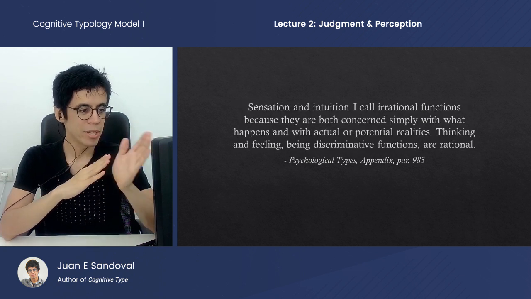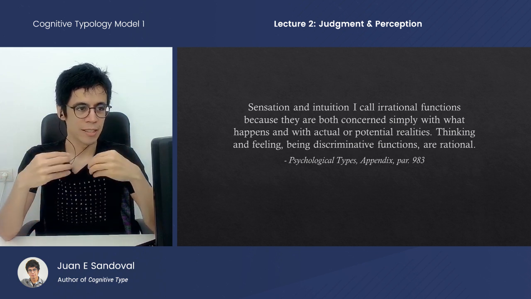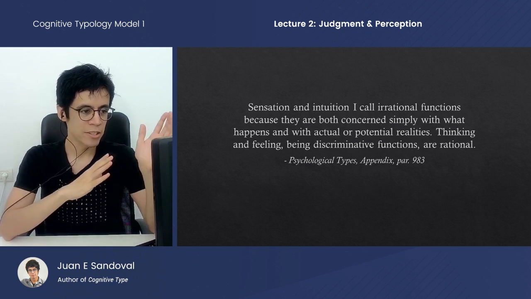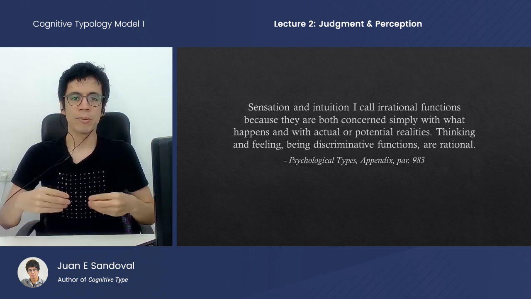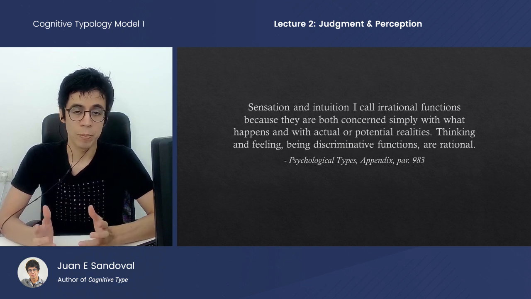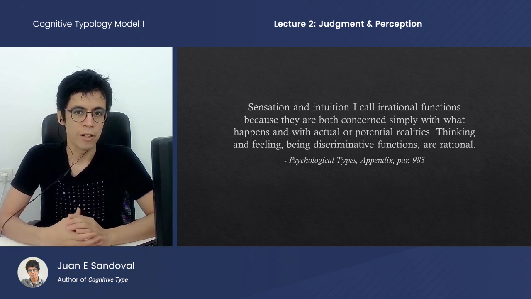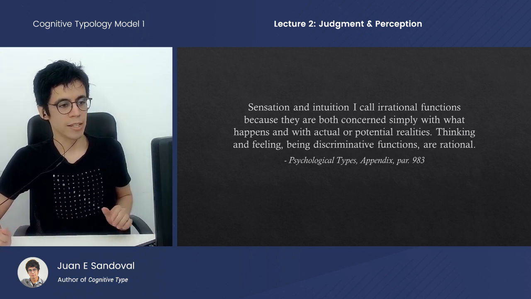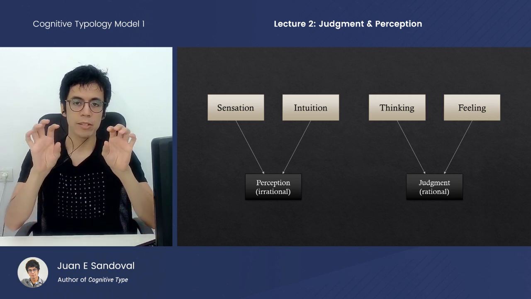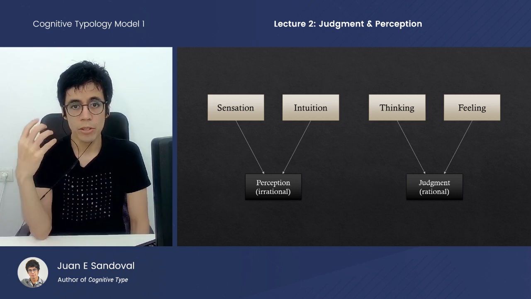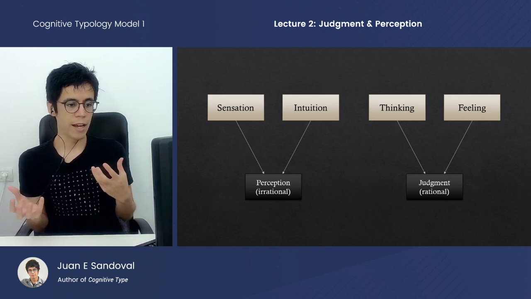And sorry again, we're going to be breezing through this next part as well in order to get through this video, but there's another aspect of this that he describes. He says that sensation and intuition I call irrational functions because they are both concerned simply with what happens and with actual or potential realities. Thinking and feeling, being discriminative functions, are rational. So what he's saying here is that rationality could be either thinking or feeling, and that's also called judgment. So you can judge either in an intellectual sense or you can judge in a values sense.